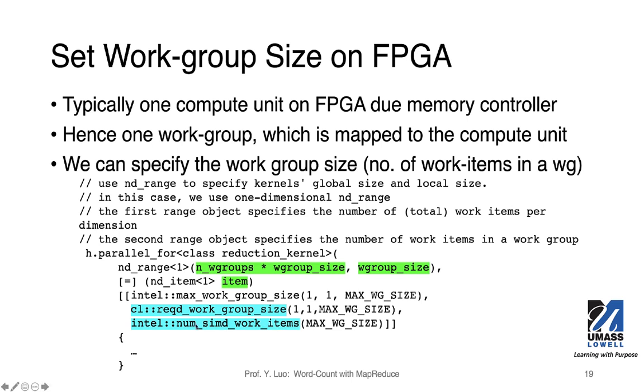And the second line is Intel specific, for non-SIMD work items. You can use the same macro definition to specify the size of the work group. In this way, the compiler will know that it will need to replicate resources that many times to create computing resources for each of the work items within the work group.